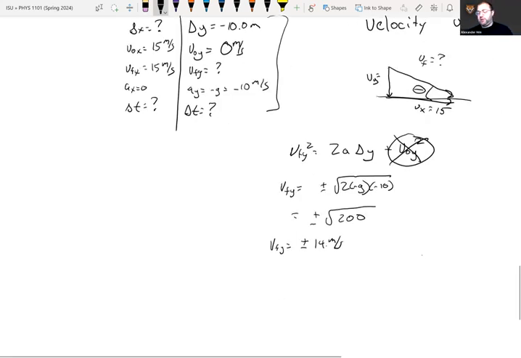Now, the idea is which one do we want? Do we want the positive or the negative? For the purposes of this problem, it doesn't really matter, but it's worth noting that we want the negative because the ball is going down.